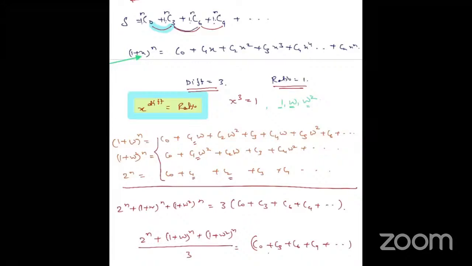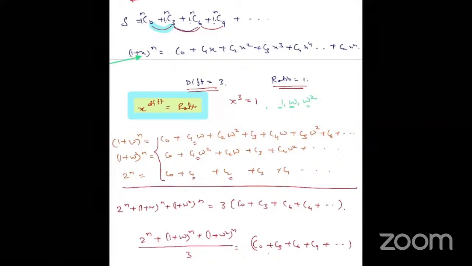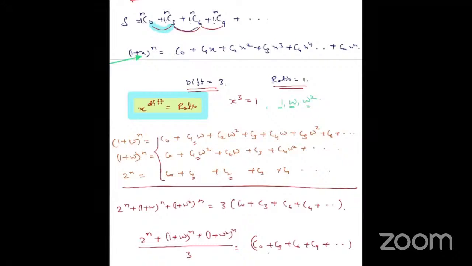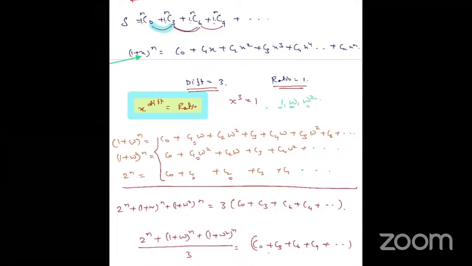Sir, can you please explain the expansion of 1 plus omega square raised to n? In the expansion of 1 plus x to the power n, in place of x we have to put omega only. So it is C naught, C1 omega, C2 omega square. In place of x, you have to put omega square. So omega to the power 4 is coming. We know that omega cube is 1, so omega to the power 4 is omega cube into omega, so that will be omega only. Omega to the power 5 is omega cube into omega square, so omega square is there.